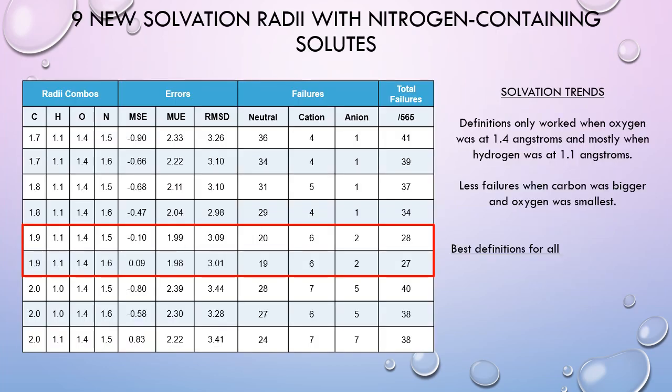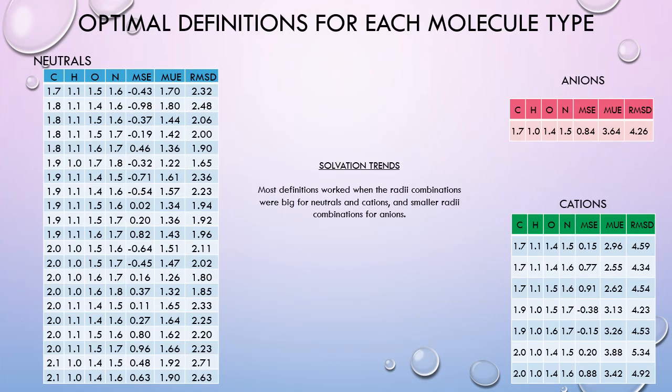What we found was that for all solutes, the best radii combinations were when oxygen was at 1.4 angstroms and hydrogen was mostly at 1.1 angstroms. When looking at how many molecules could not replicate the experimental solvation energy well enough, known as failures, we see that two combinations highlighted performed best overall. At each individual type of solute, we see that the radii combinations performed best when they were large for neutrals and cations and small for anions.